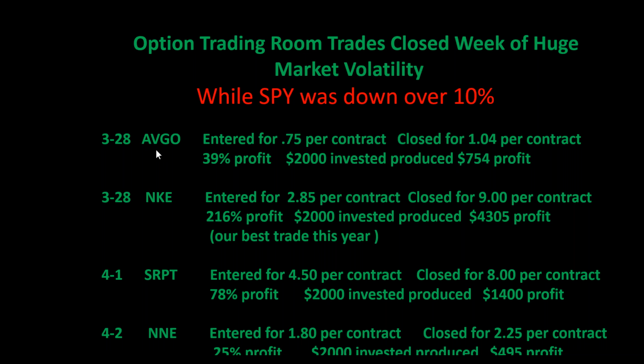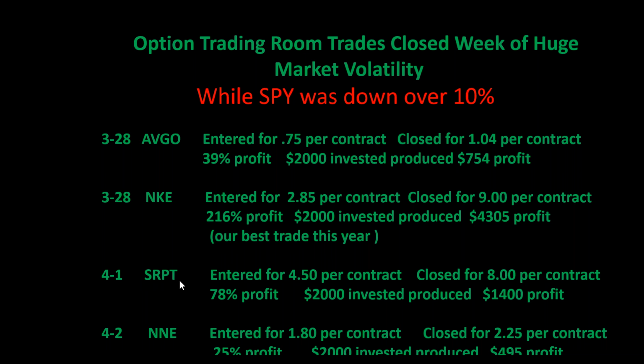They were all bearish. We had AVGO, which is Broadcom. On Broadcom, we were in for 75 cents and we got out for $1.04, a 39% profit. On Nike, that's the one I just showed you, we entered on 3/28 for $285 a contract. We closed it for $9 a contract. That was a massive, massive 216% profit, really huge. That was the best trade of the year.